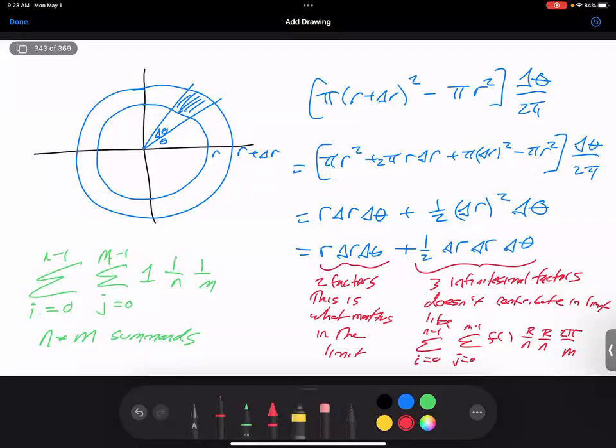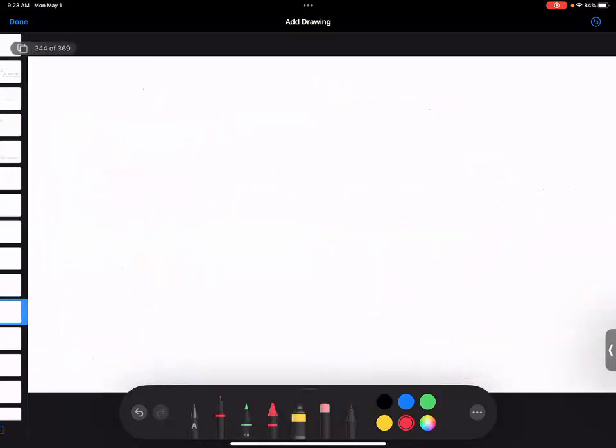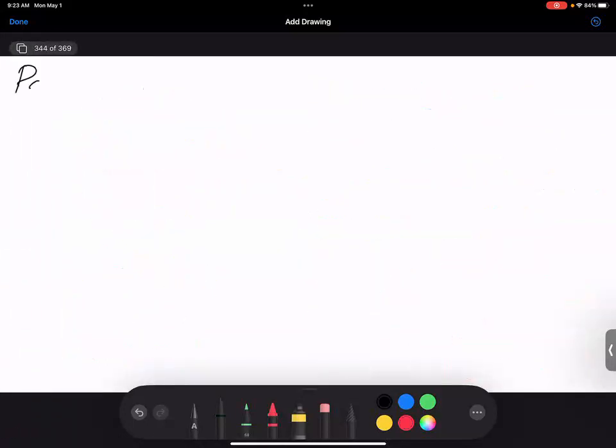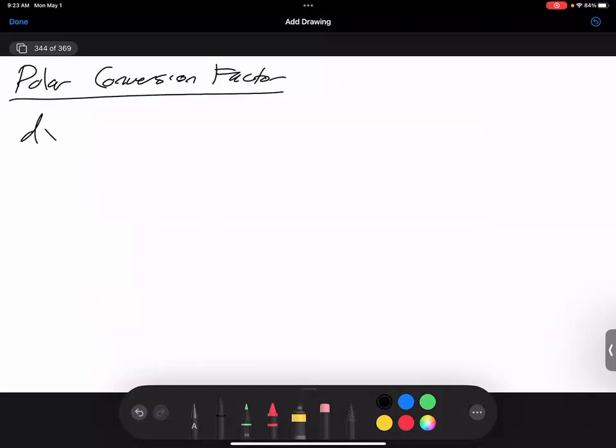So what we're really seeing is this little area segment is becoming r dr d theta. So we get our polar conversion factor. dx dy goes to r dr d theta, which you really should view as dr times r d theta. If you write it like that, then you have length times length. Well, we normally put the items we're integrating over next to each other.